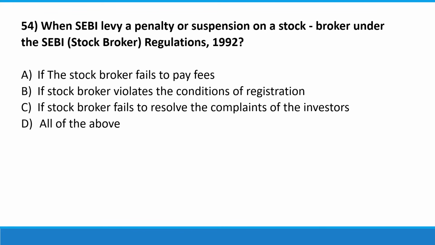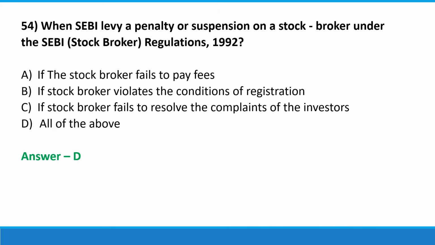When does SEBI levy a penalty or suspension on a stockbroker under the SEBI regulations 1992? Option A, if stockbroker fails to pay fees. Option B, if stockbroker violates the conditions of registration. Option C, if stockbroker fails to resolve the complaints of the investors. And option D, all of the above. The correct answer is option D, all of the above.